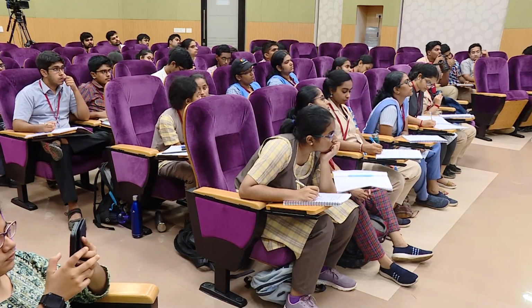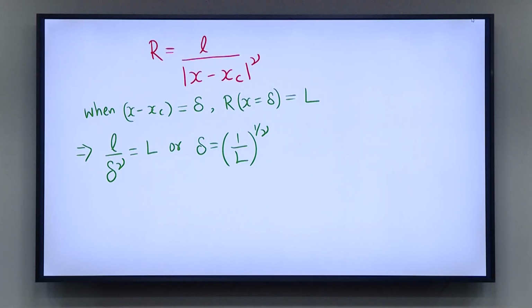So one can actually say if the spread X minus XC is delta, then R should be equal to L, from that kind of a geometric argument. And that gives a power law dependence for delta. Delta is 1 upon L raised to power 1 by nu. There was a question why I wrote 1 by nu. So we are coming to that answer. Who had asked that question? Yeah, a couple of them.